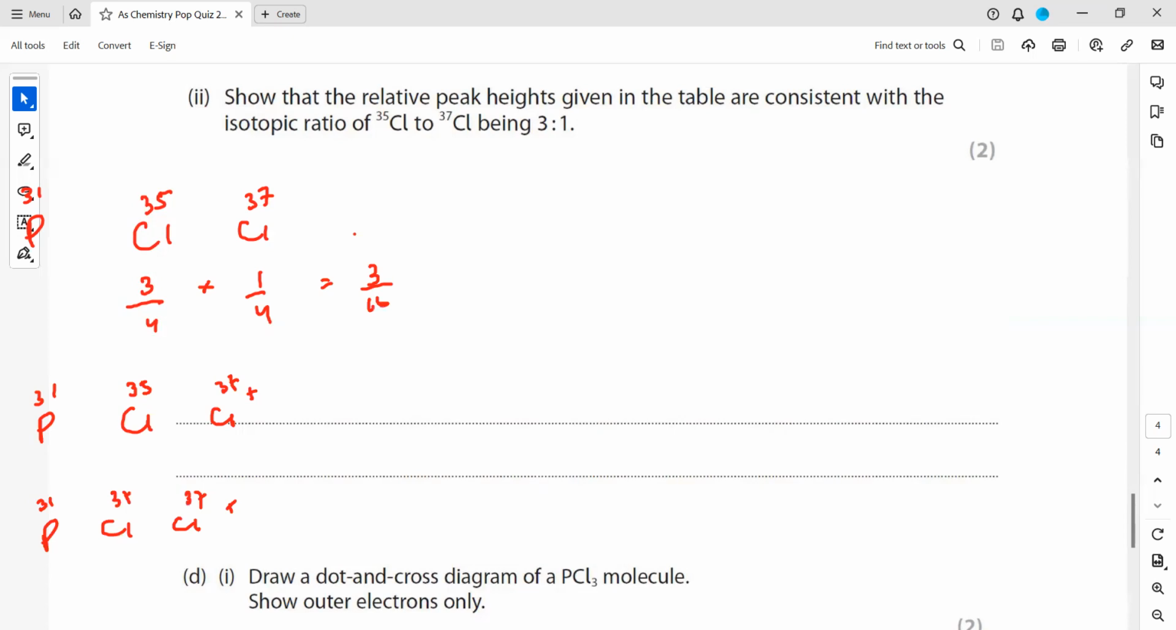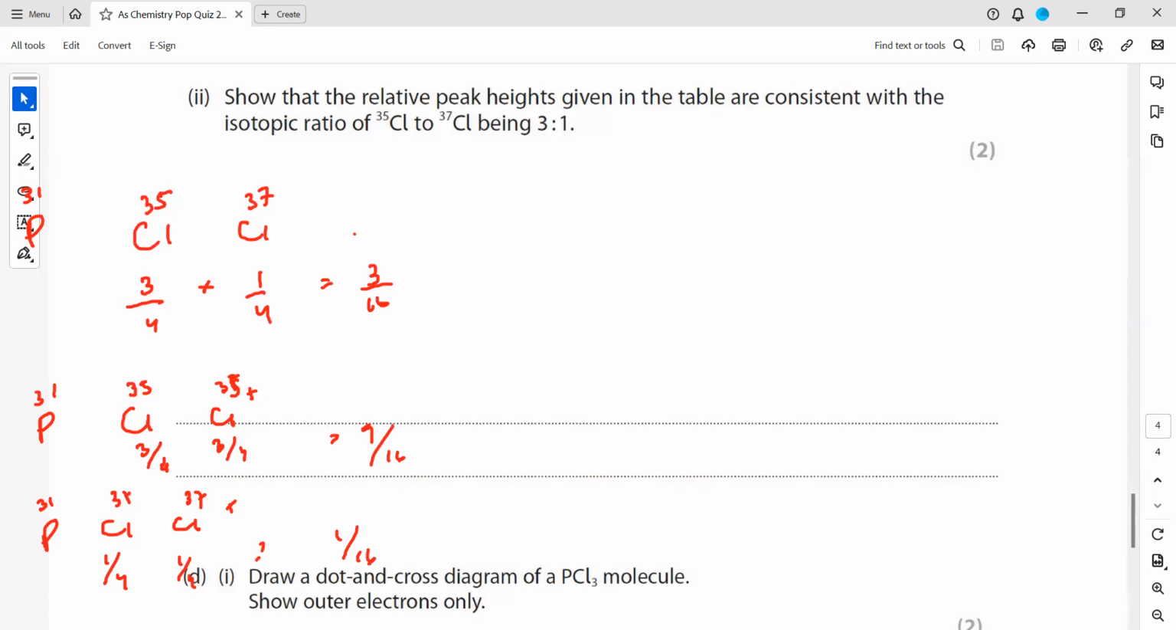When we multiply, for chlorine 35 it is 3 by 4. If both of them are chlorine 35, so 3 by 4 and 3 by 4, this will be 9 by 16. And this is 1 by 4 and this is also 1 by 4, so this will be 1 by 16. So what is the simplest ratio between them? 16 is the denominator for all of them.